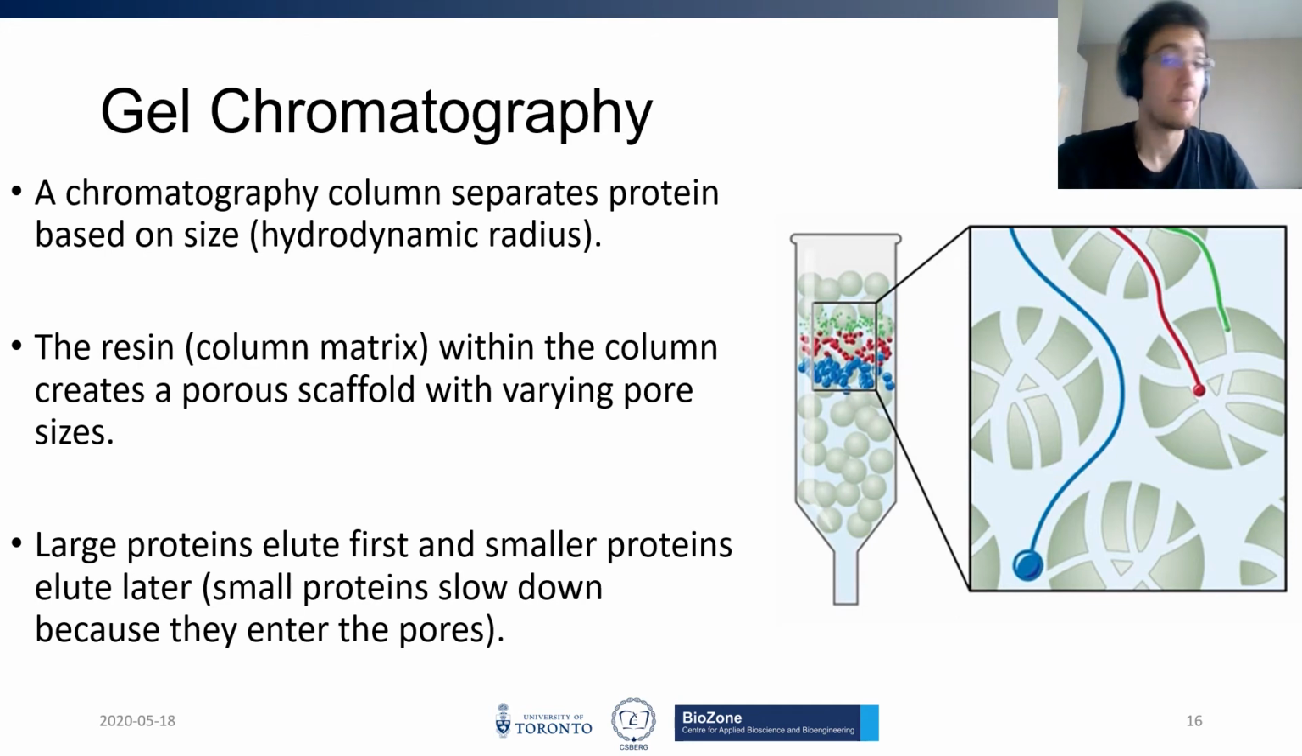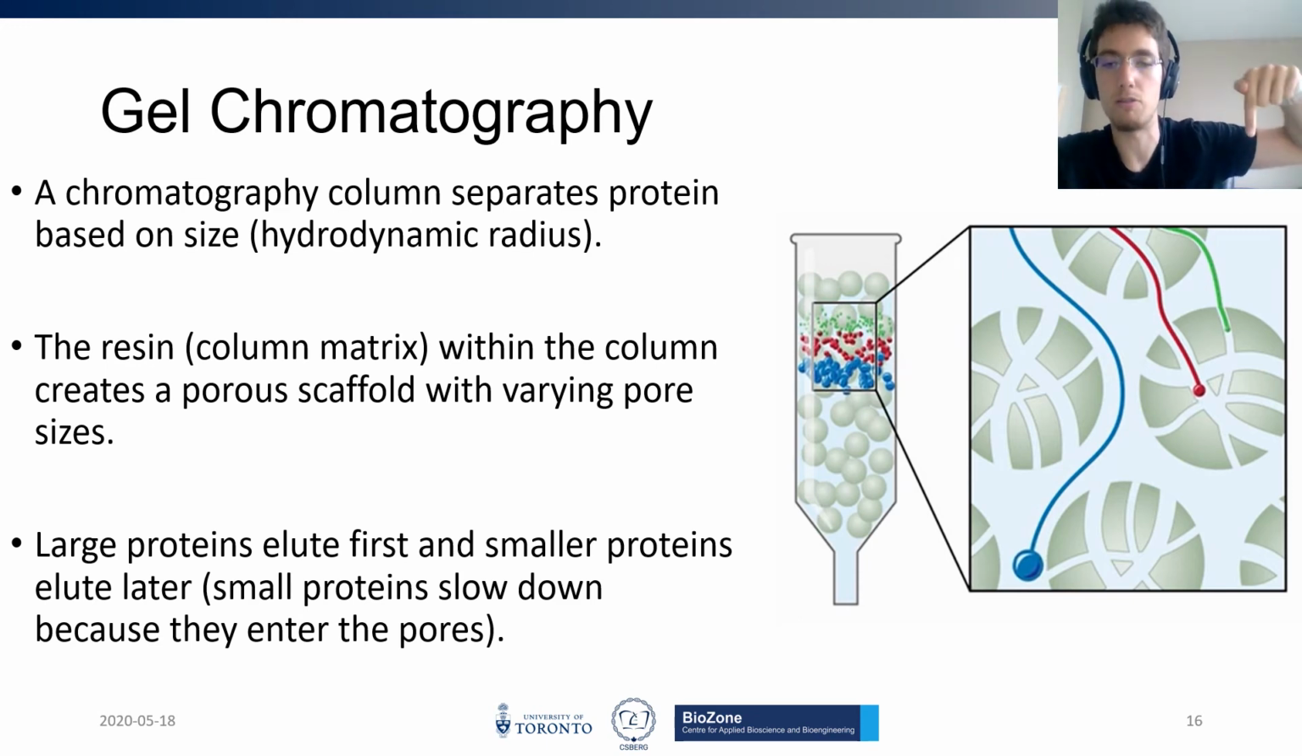Now, fast protein liquid chromatography, to make it really, really easy, is just, let's say, researchers being impatient, right? Let's say that. So in fast protein liquid chromatography, you essentially add pressure at the top of the column to make the liquid run through faster, right?